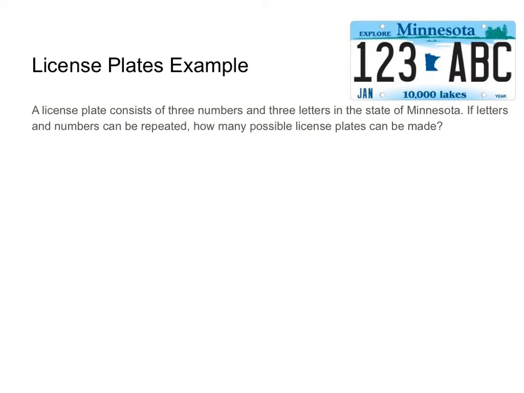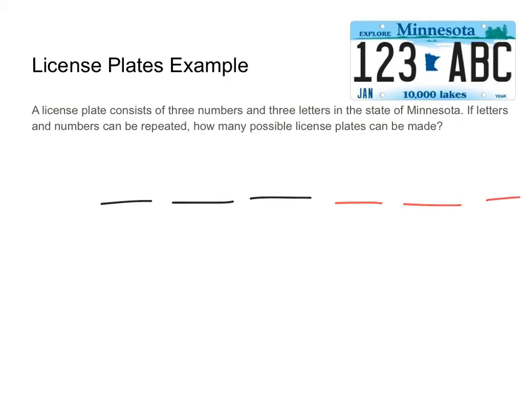Okay, now to actually use the fundamental counting principle, we are going to do a couple of different examples. So a license plate consists of 3 numbers and 3 letters in the state of Minnesota. If a letter and a number can be repeated, how many possible license plates can be made? And so we want to think about our different events. And so we need to pick 3 numbers. So here's my numbers. And then we have 3 letters.